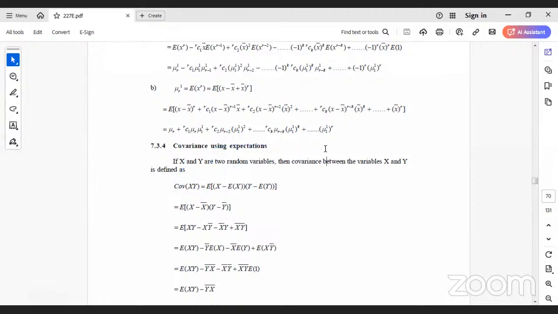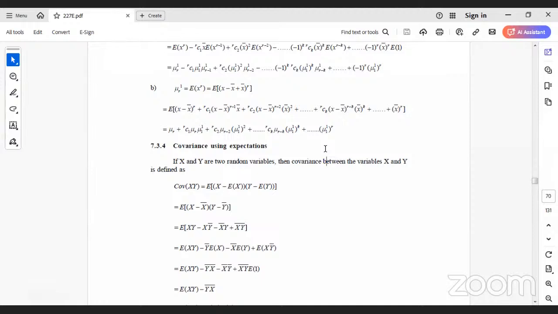So what is covariance? If x and y are two random variables, then the covariance between x and y is defined as covariance of x and y equals E of (x minus E of x) into (y minus E of y). This is the covariance of x and y that we are taking here.